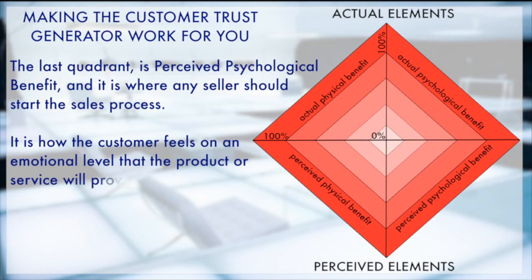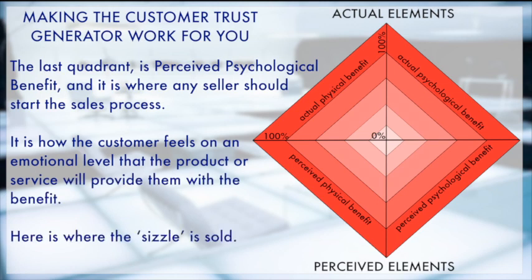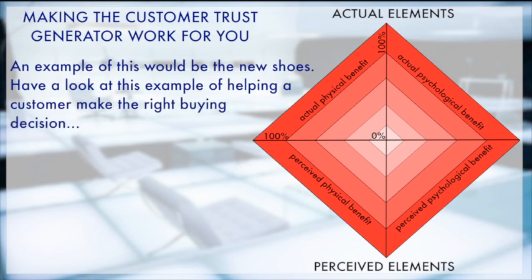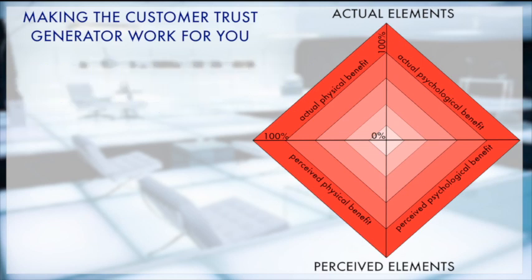The last quadrant is perceived psychological benefit, and it is where any seller should start the sales process. It is how the customer feels on an emotional level that the product or service will provide them with the benefit. This is where the sizzle is sold. An example of this would be the new shoes. Have a look at this example of helping the customer make the right buying decision.